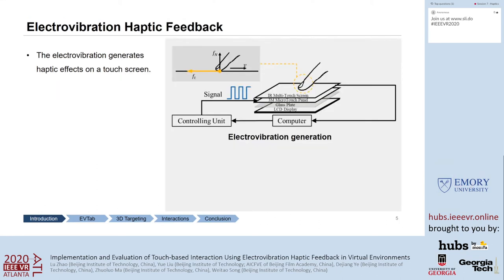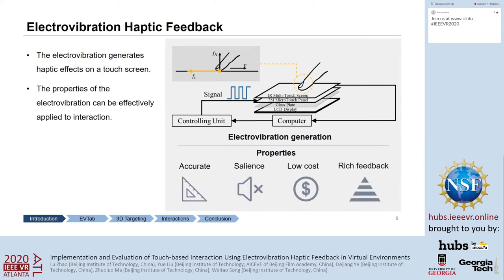Electro-vibration generates haptic effects on a touch screen, and the friction between the touch screen and the user's fingertip is modulated via electrostatic forces. The properties of electro-vibration, including accurate feedback for finger pads, silence, low cost, and rich haptic feedback rendering, can be effectively applied to interaction in VR.